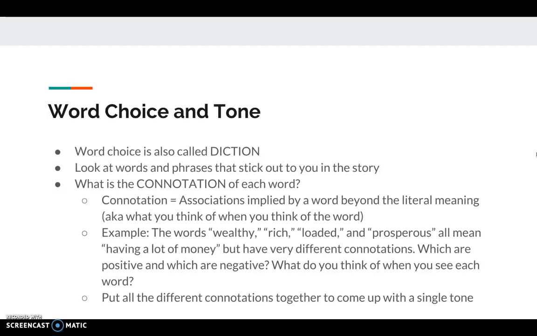With connotation, you can think about whether these words have positive connotations or negative connotations, and then use that as a starting point. We don't want to label the tone as just positive or negative, but you can say, okay, overall these are all negative, and they're negative because they are sad, or because they are hopeless, or because they are angry.